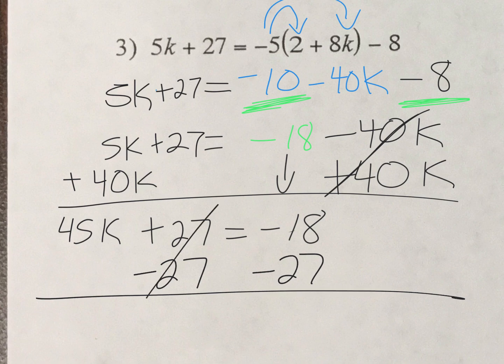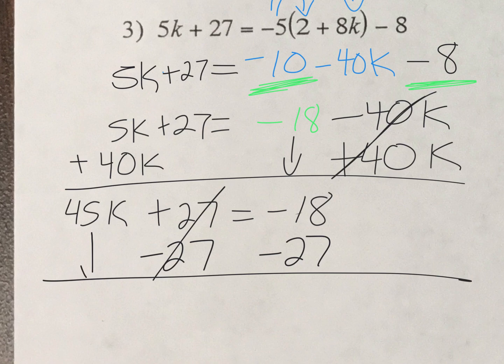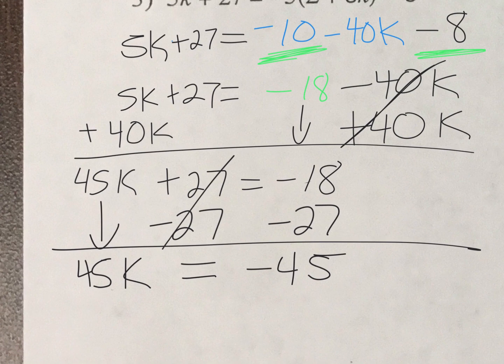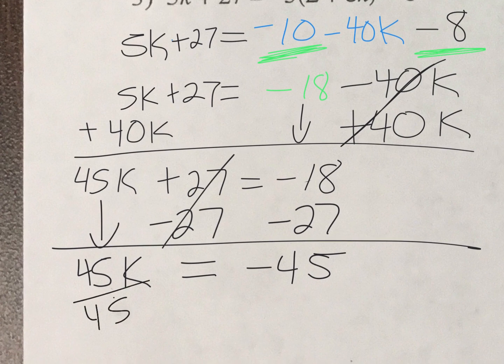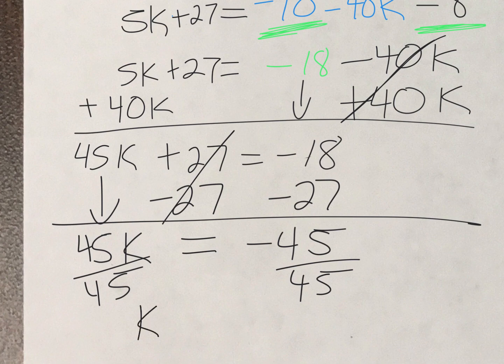So that's going to cancel. I need to bring down the 45k, and then negative 18 minus 27 is going to leave me with a negative 45. I'm going to divide both sides by 45. So k is equal to negative 1.